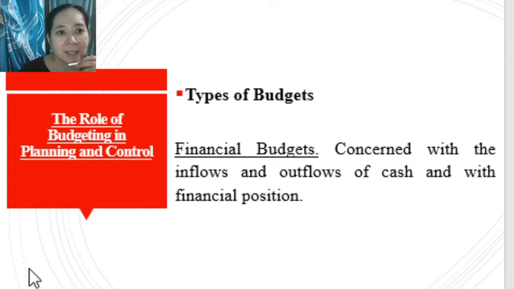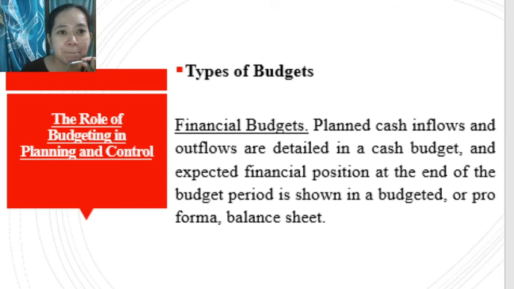So the next is the financial budget. Here, the financial budget is concerned with the inflows and outflows of cash and with our financial position. Basically, we will be dealing more with budgeted cash flows as well as the budgeted statement of financial position or balance sheet.